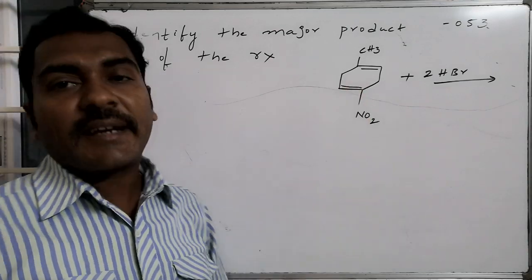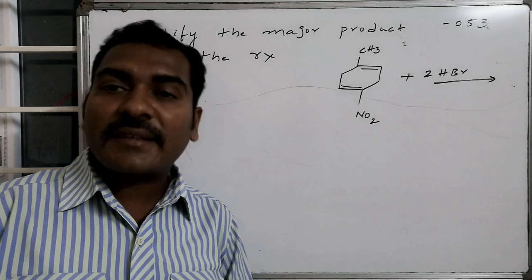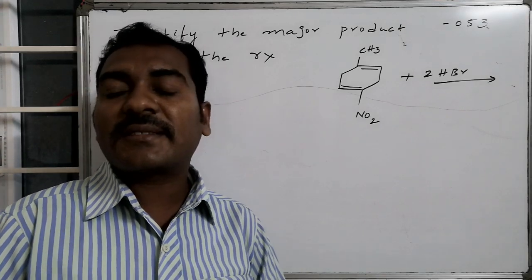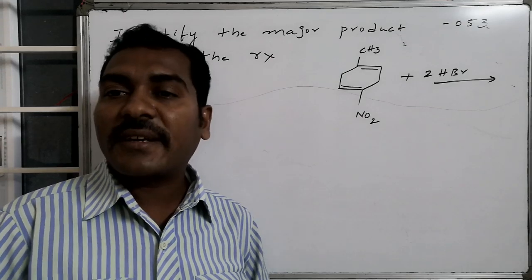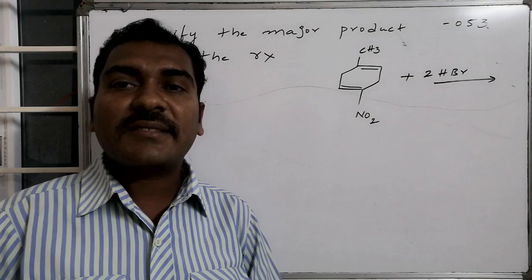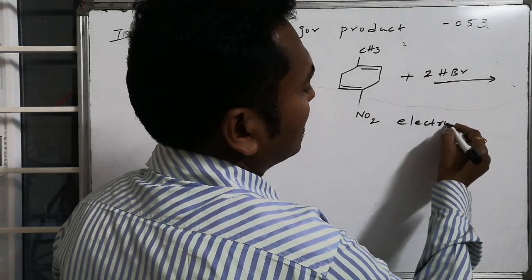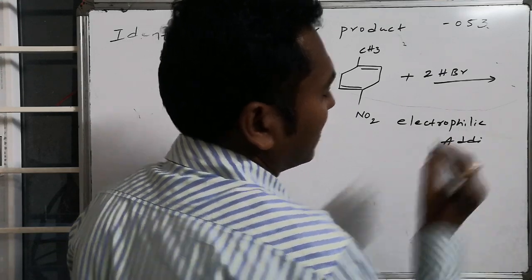Here this is acting as a source of electrons, hence it is electron rich. On the electron rich system, an electron deficient species like H plus initiates the reaction, hence this reaction is electrophilic, and moreover addition is taking place, hence the nature of the reaction is electrophilic addition reaction.